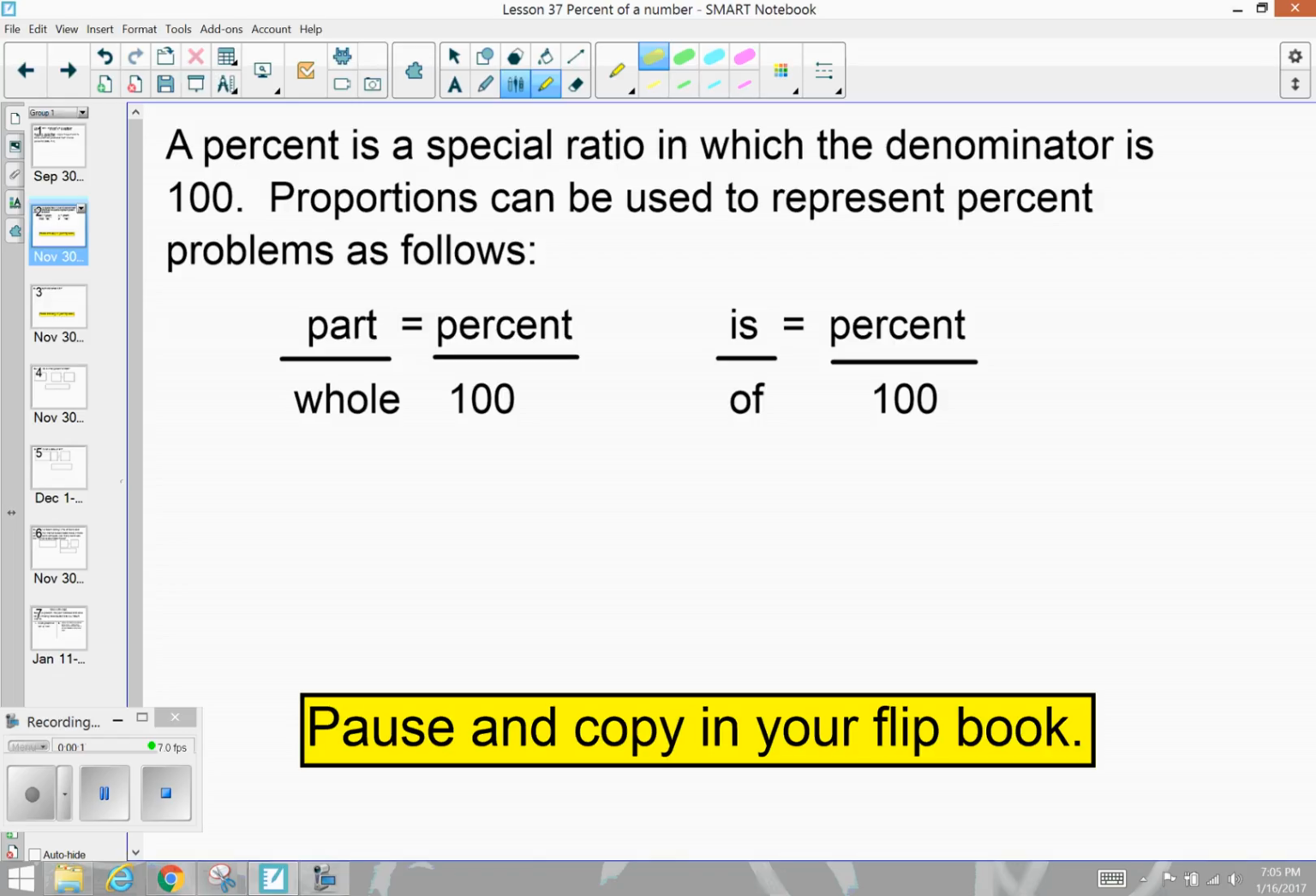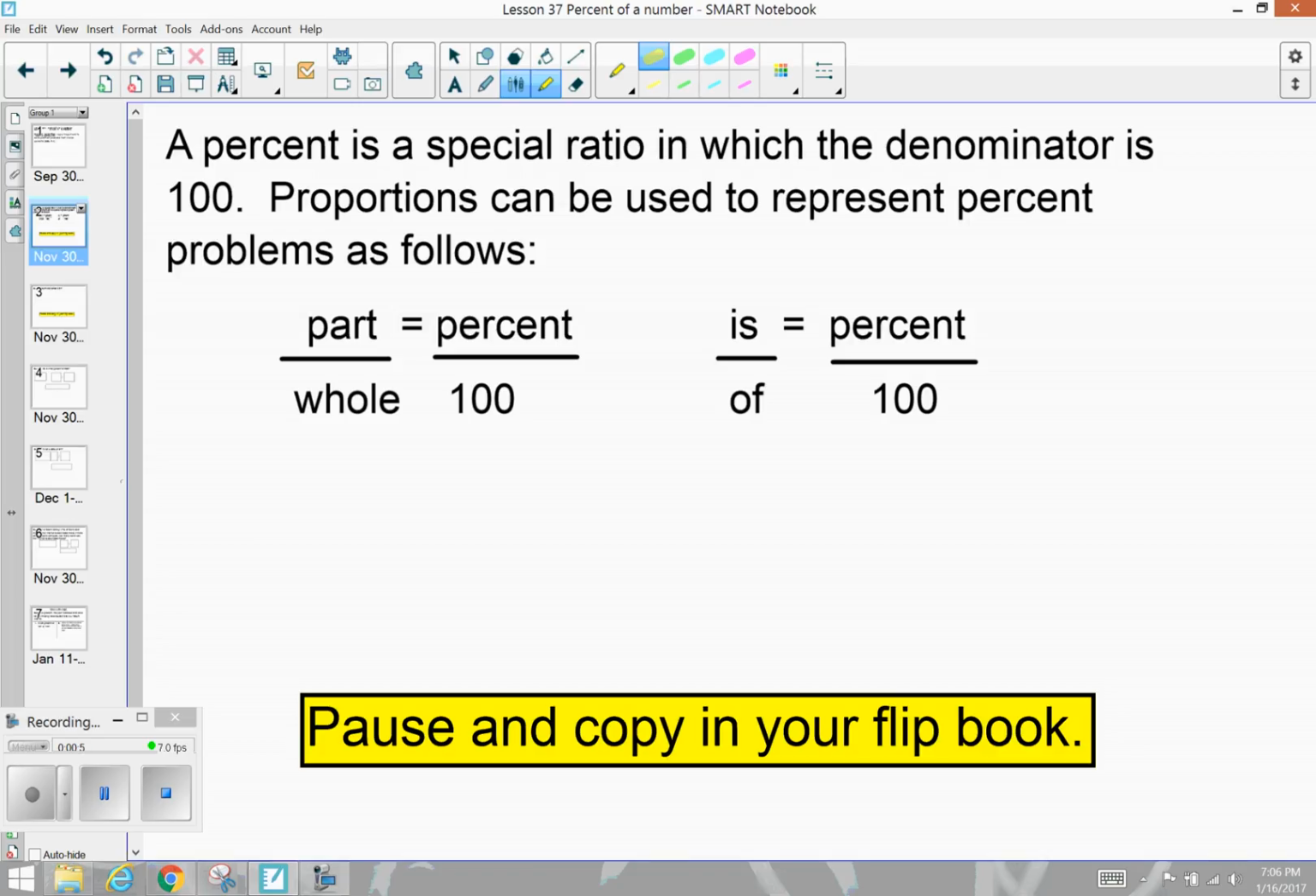A percent is a special ratio in which the denominator is 100. Proportions can be used to represent percent problems as follows. So, what does that really mean? Let's look. It talks about where we're using percent to figure out what we're really even talking about. Percent of the people who like to eat chocolate ice cream, like me. The percent of people who believe that the Steelers are going to win the Super Bowl, some of you. All different kinds of reasons to use percents.